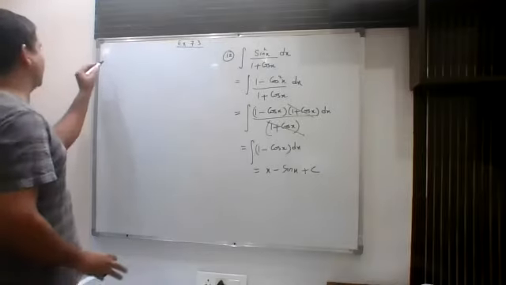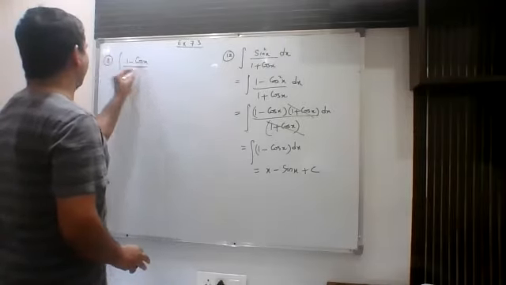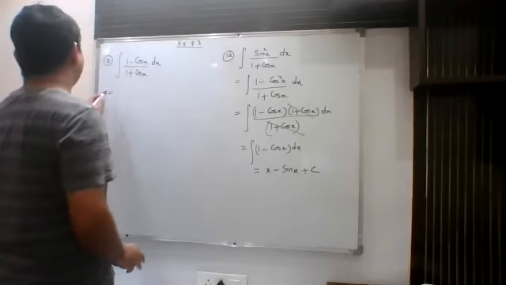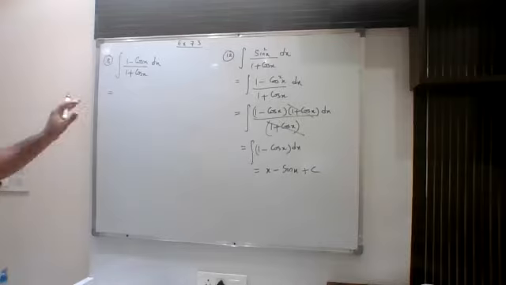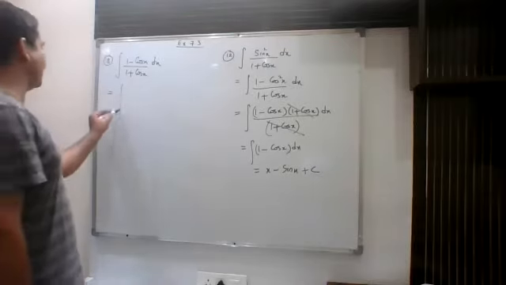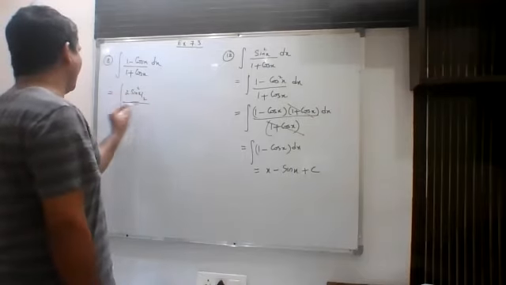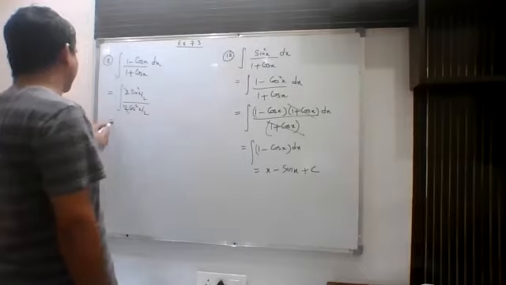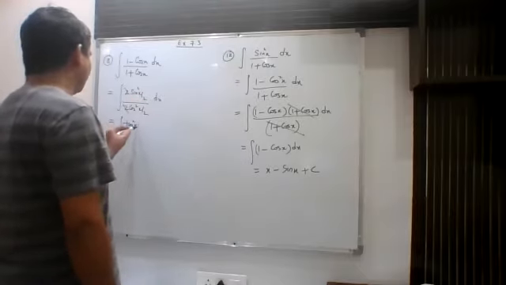So next is number 8. This is the integral of 1 minus cos x upon 1 plus cos x dx. So here, straight away apply the half angle formulas. This can be written as 2 sine square x by 2 upon 2 cos square x by 2. 2 and 2 will cancel out. So we are left with tan square x by 2.